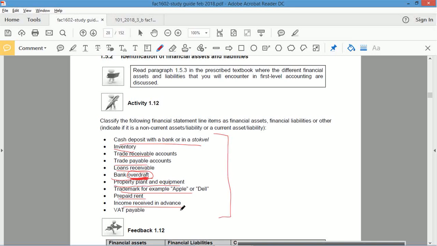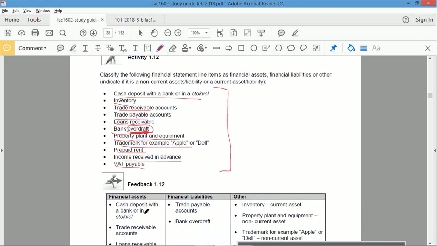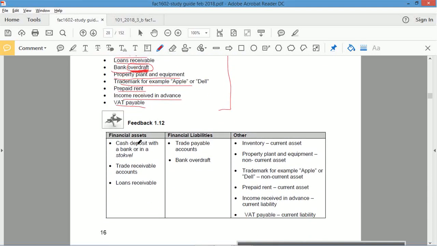Why? Because you've received something, but you still need to work for it. You haven't worked for that money you received, so it's an obligation. Exactly. There you go. See, just relate it to the definition. VAT payable. Liability? Yes. If something is payable, it's probably going to be a liability. Receivable, asset. And they just group it into financial assets, financial liabilities, or other.